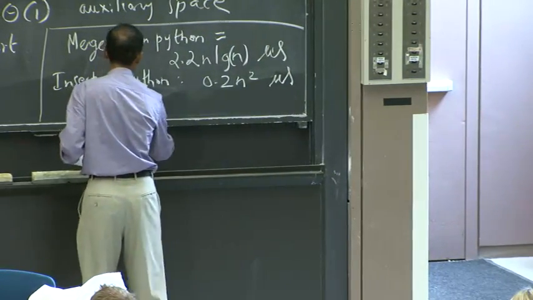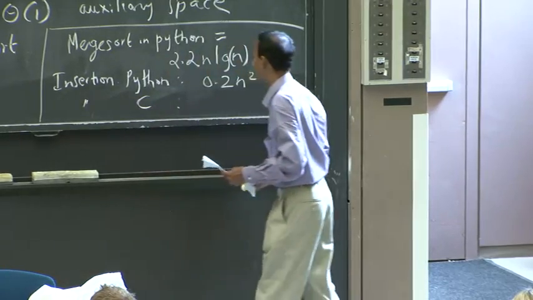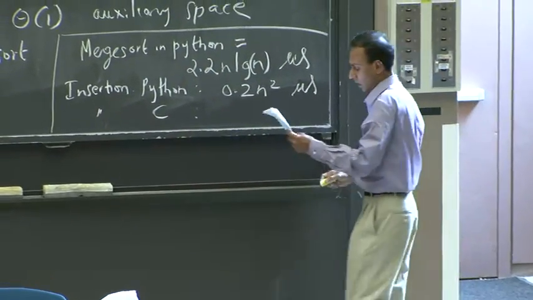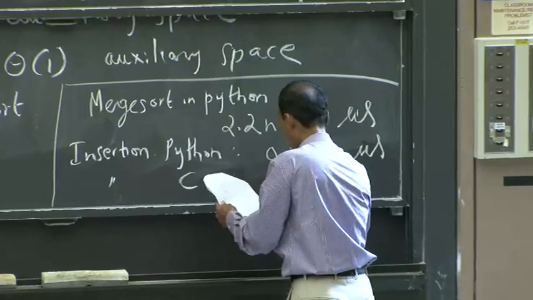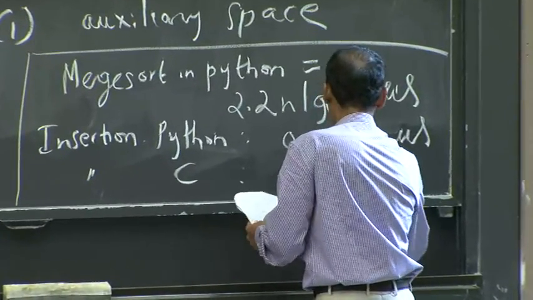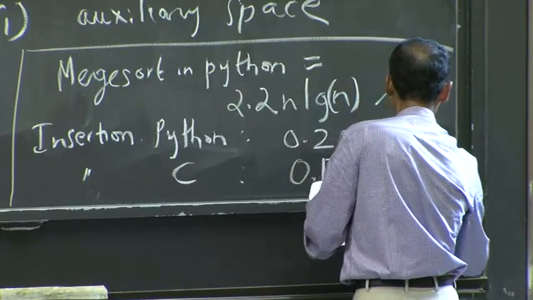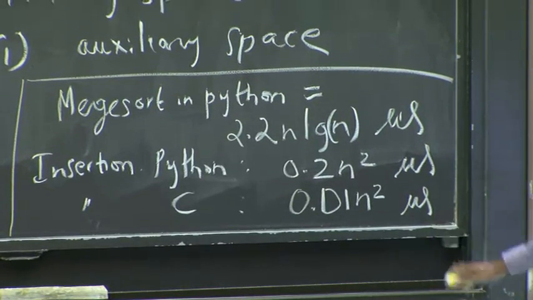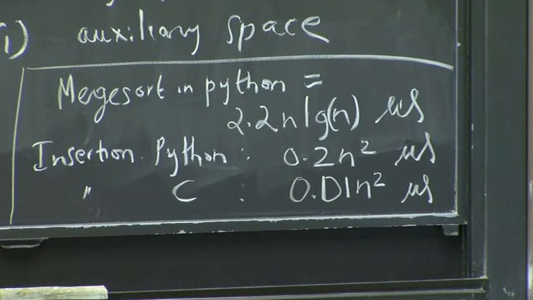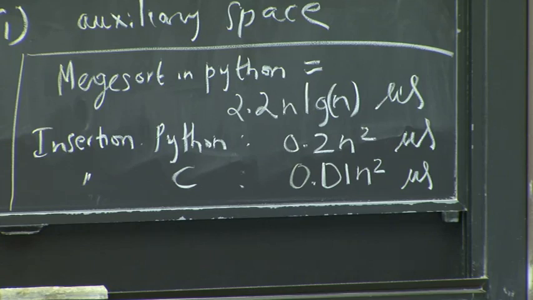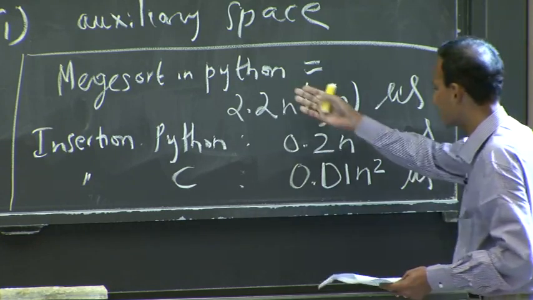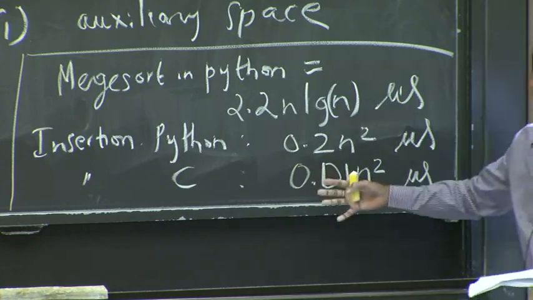If you do insertion sort in C, which is a compiled language, then it's much faster. It's about 20 times faster. It's 0.01 n square microseconds. Okay? So a little bit of practice on the side. We do ask you to write code, and this is important. The reason we're interested in algorithms is because people want to run them.